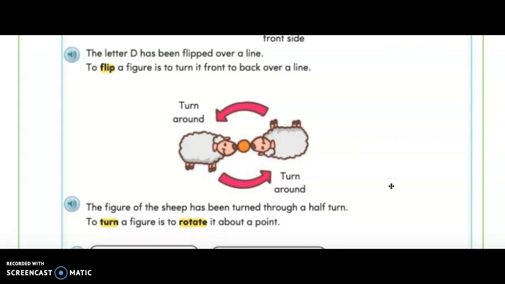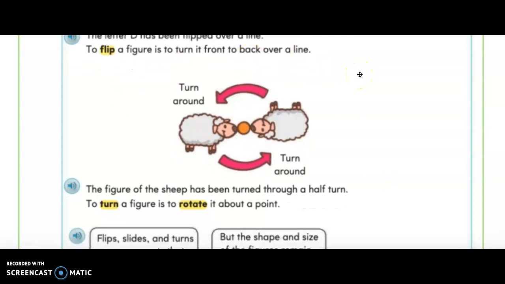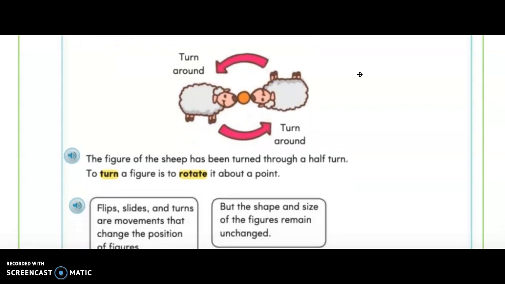So the letter D has been flipped over a line. To flip a figure is to turn it front to back over a line. So that's what we just covered. So far we've done the slide and the flip. The next one we're going to look at is a turn.